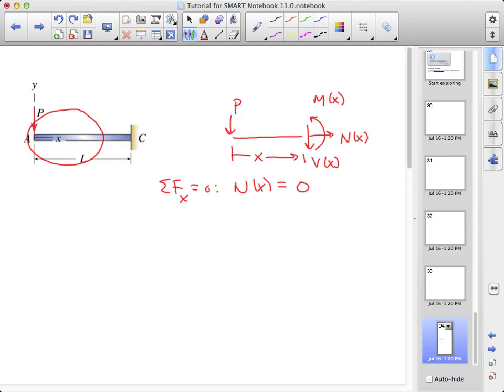In fact, in the problems we're going to be doing, we're going to be focusing on those internal forces, V and M, that are associated with lateral deformation. So even though N is present or possible, going forward we will generally exclude N. Even though it's there, it's not the important part of the problem. Vertical force equilibrium gives us minus P minus V of x is 0, or V of x is minus P.